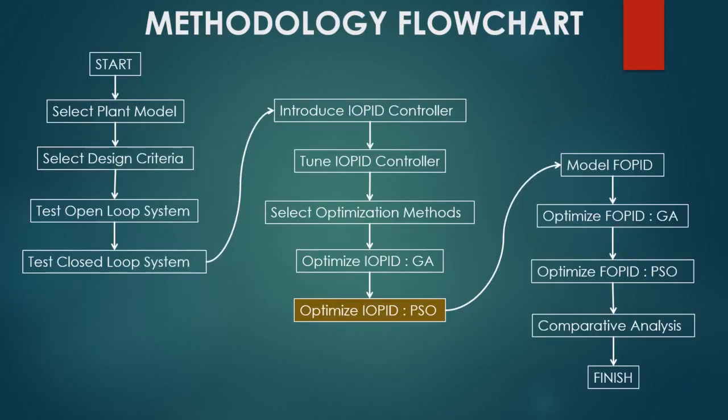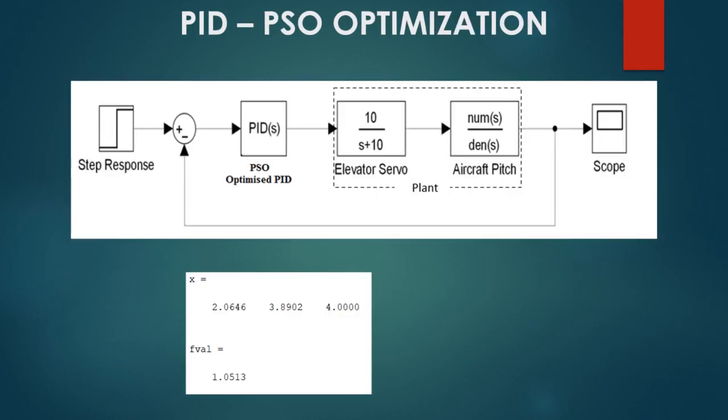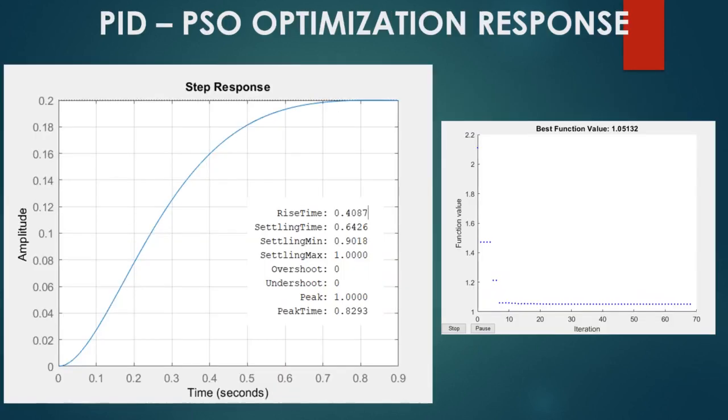In the next step, we tune the PID parameters using particle swarm optimization, and we obtain a fitness value of 1.05, which is even better performance. And the same we can observe from the step response graph that the system is behaving optimally.